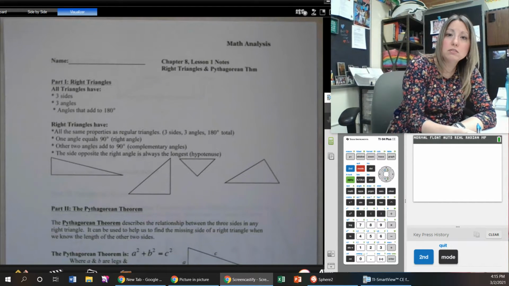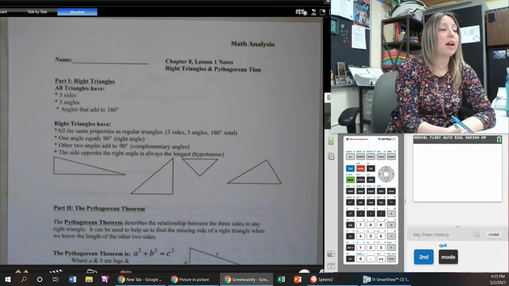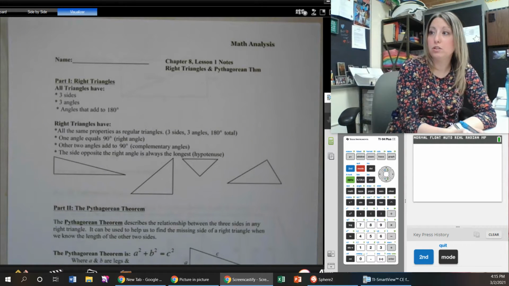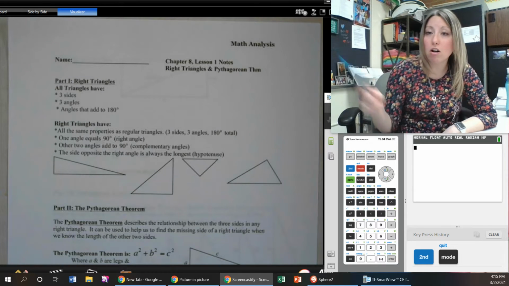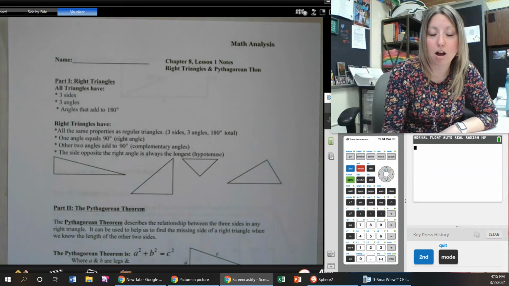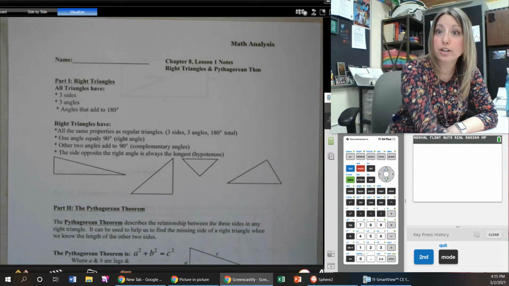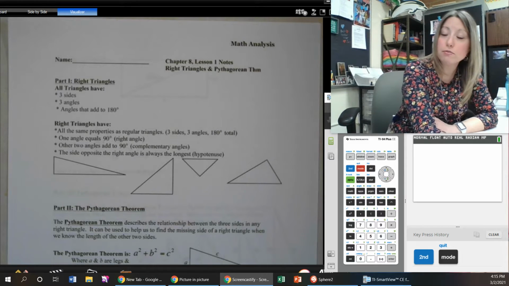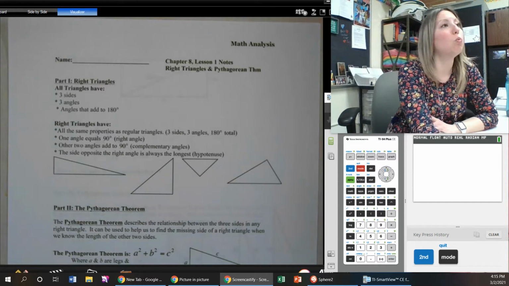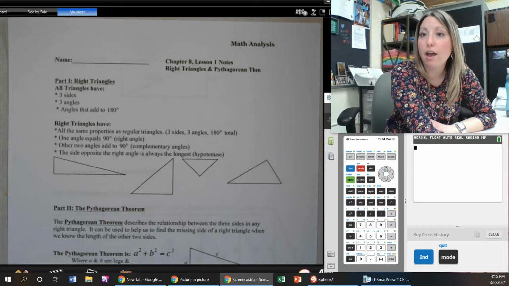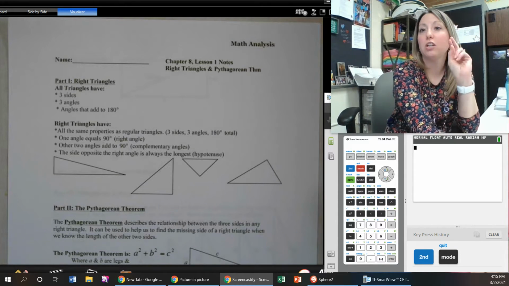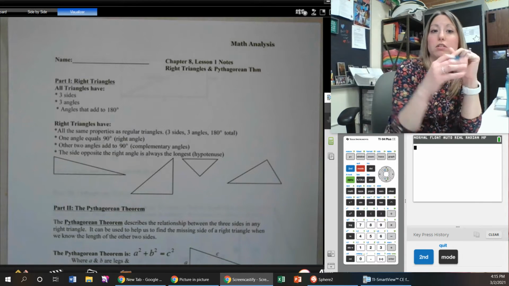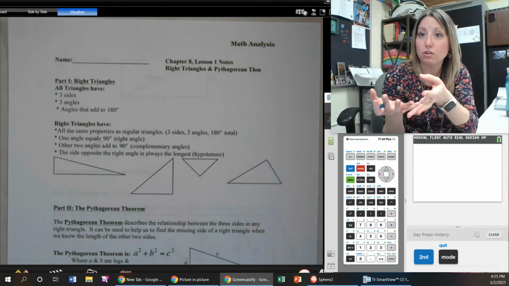Well, a triangle is a three-sided, two-dimensional shape. It has 3 sides, 3 angles, and all of the angles in a triangle add up to 180 degrees. If you have a right triangle, it means one of your 3 angles has to be 90 degrees. And then that leaves the other 90 degrees of the triangle to be divided between 2 other angles.